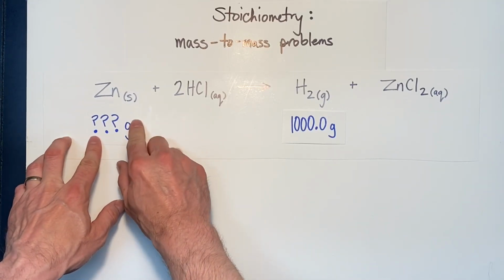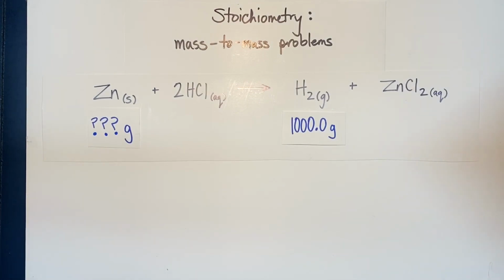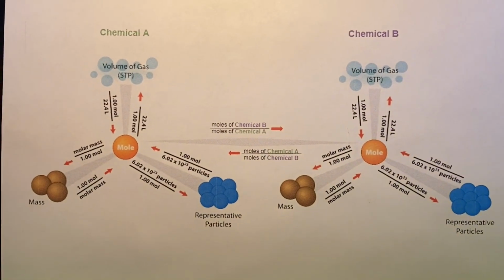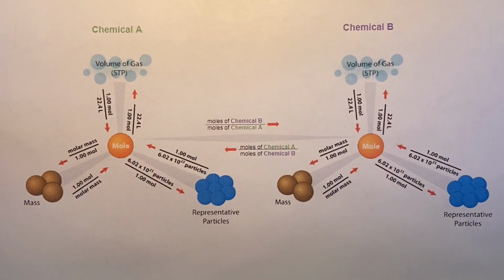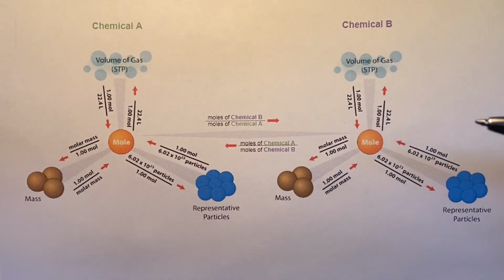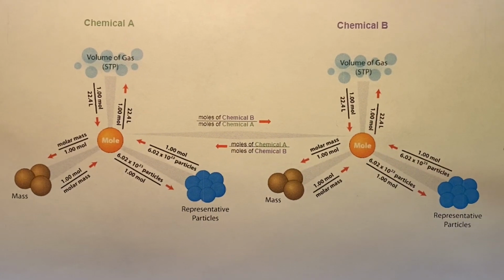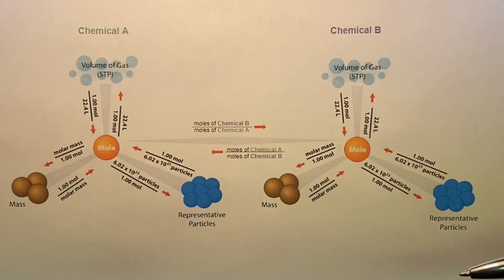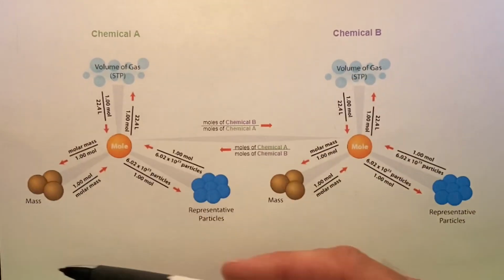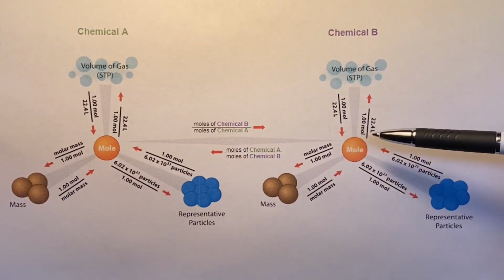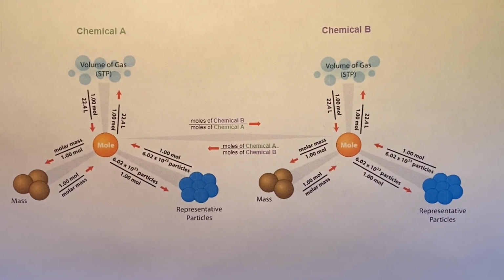zinc, how many grams of zinc are we going to need? To help us solve a mass-to-mass stoichiometry problem, we're going to use the molar conversion triangles of science. Now, eventually, after using this long enough, you'll likely find that you can solve these problems without using this scaffold, without using this tool. But for now, I'm going to use this tool to help me solve this problem.